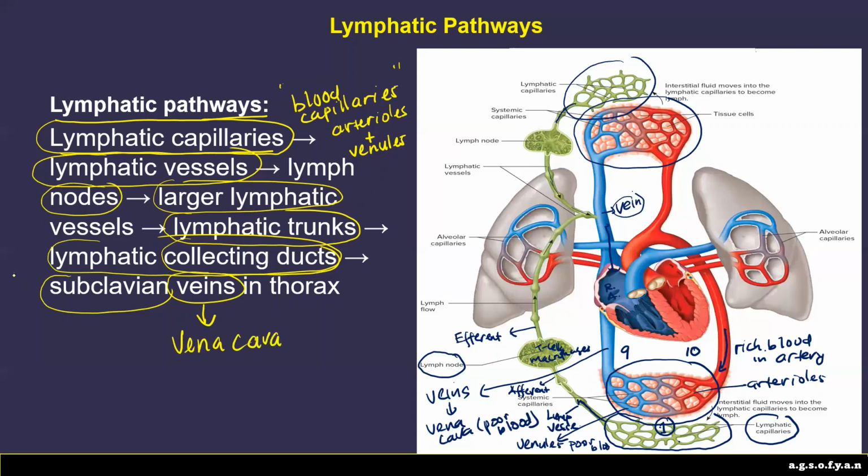Okay, so there are two subclavian veins, which are the left and right subclavian veins. All the lymphatic collecting ducts will go to either the left or right subclavian vein, and then finally go to the vena cava and enter into the right atrium. Okay, so this is the pathway of the lymphatic system.